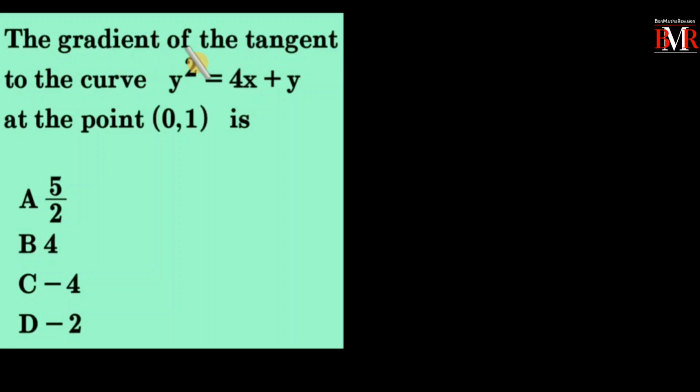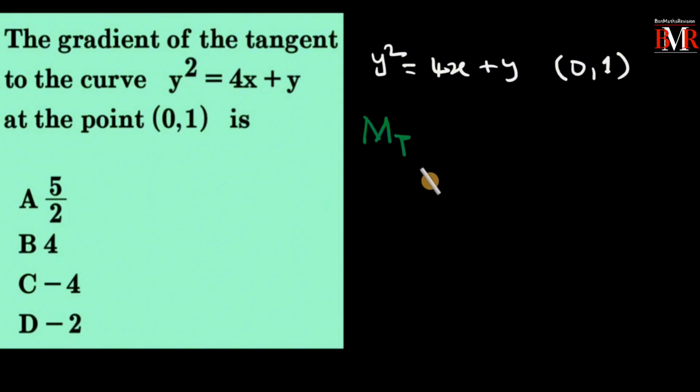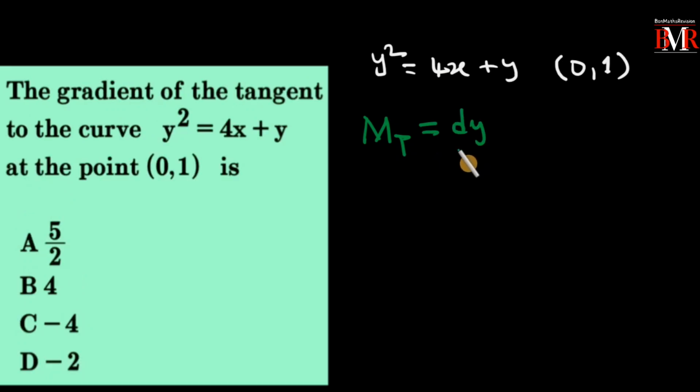The gradient of the tangent to the curve y squared equals 4x plus y at the point (0, 1) is: A 5 on 2, B 4, C minus 4, D minus 2. The gradient of a tangent to a curve is denoted mt, which is always given by the formula dy/dx.